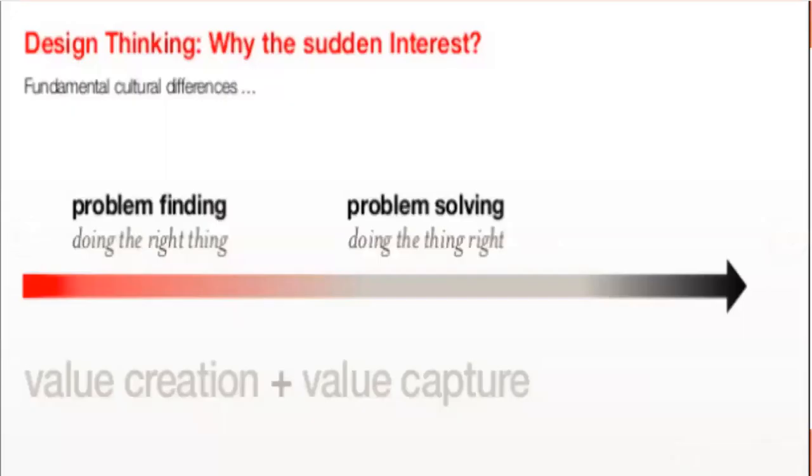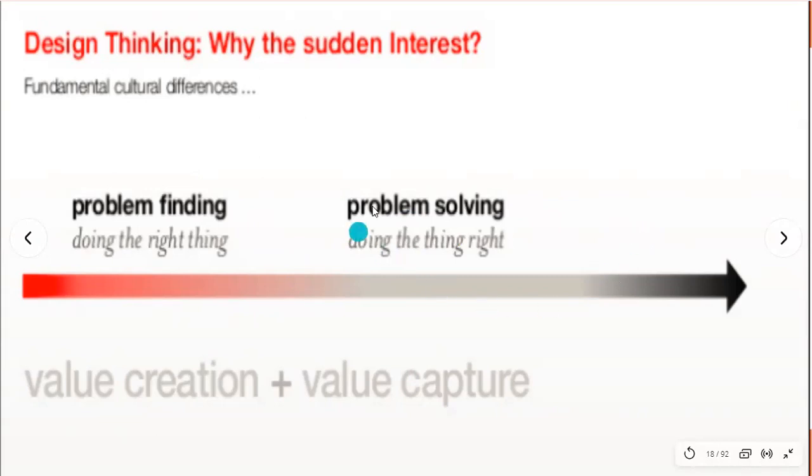Now, why the sudden interest in design thinking? There are some fundamental cultural differences between the thinking that we used to do previously and the kind of thinking that we would do today. More often than not, all of us know how to solve a problem. We always focused on doing the things right. But on the other side, design thinking talks about finding the right problem to solve, doing the right thing, plus doing the things right gives you the advantage, which is also called a sustained advantage.